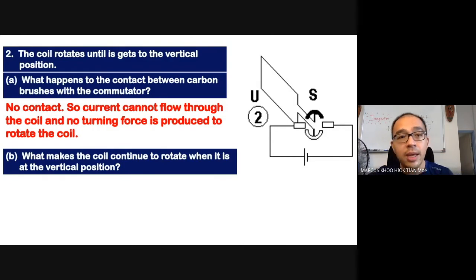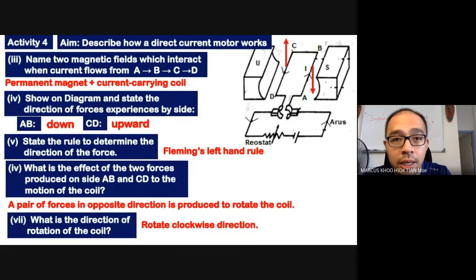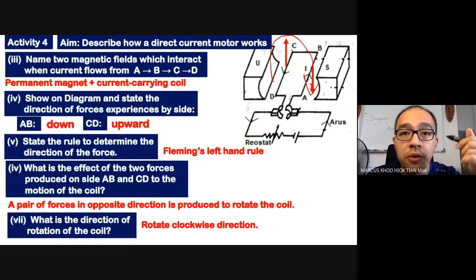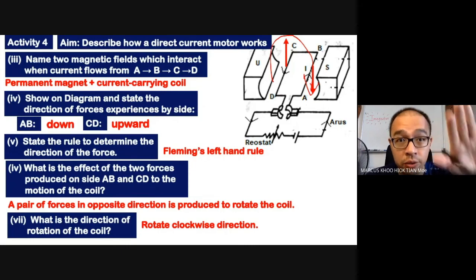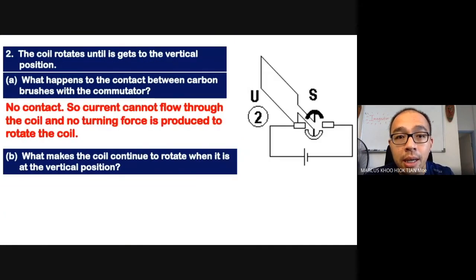Okay, now let me ask you. If there is no turning force, okay, look at this originally. Originally, this side goes up, this side goes down. So, it's going to rotate. But, the rotation can only happen if there is a current. If there is current flowing, only then will it rotate. But, at this stage, there is no current flow because the circuit is broken already.